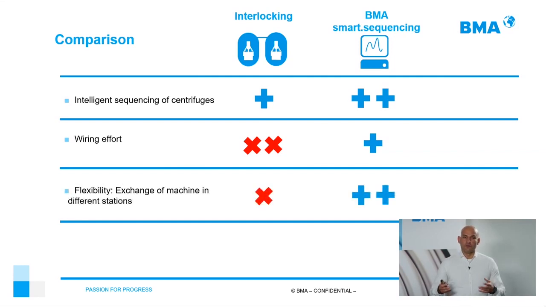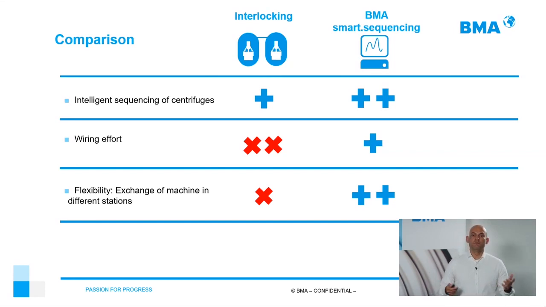Flexibility. If we are thinking of swing machines, those machines which are producing two kinds of products, and we will change from one bank, for example R1, to the other, R2, it's pretty complicated to do that in interlock. We need two different kinds of wiring. We need some relays to change the signals, very complicated. With the smart sequencing, it's only one tap on our screen and it's already done.